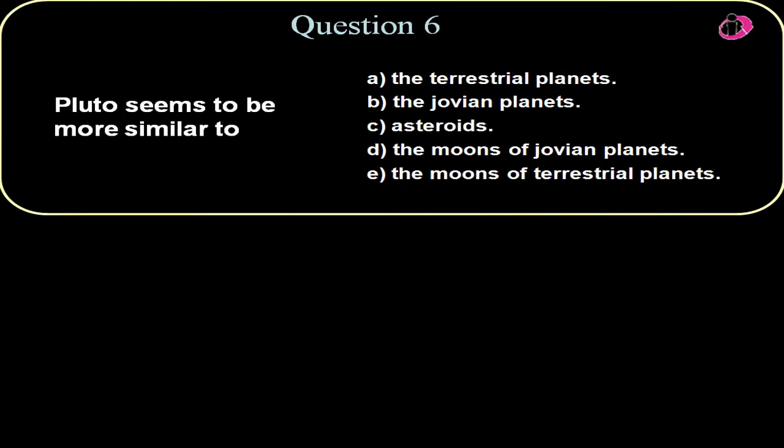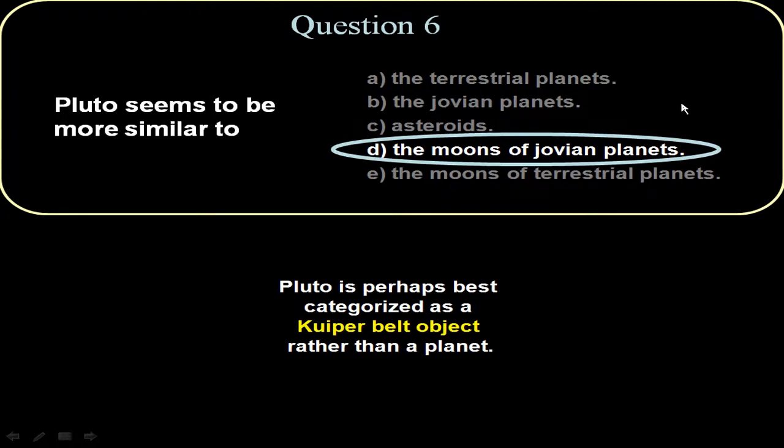Question 6. Pluto seems to be more similar to... Pluto is like a dirty, icy rock out there. Density right around 2, but not density because of gaseous type density, but more because it's like a Kuiper belt object, a comet type material. So it's more similar to the moons of the Jovian planets. It's more similar to icy worlds that would be around the Jovian planets.